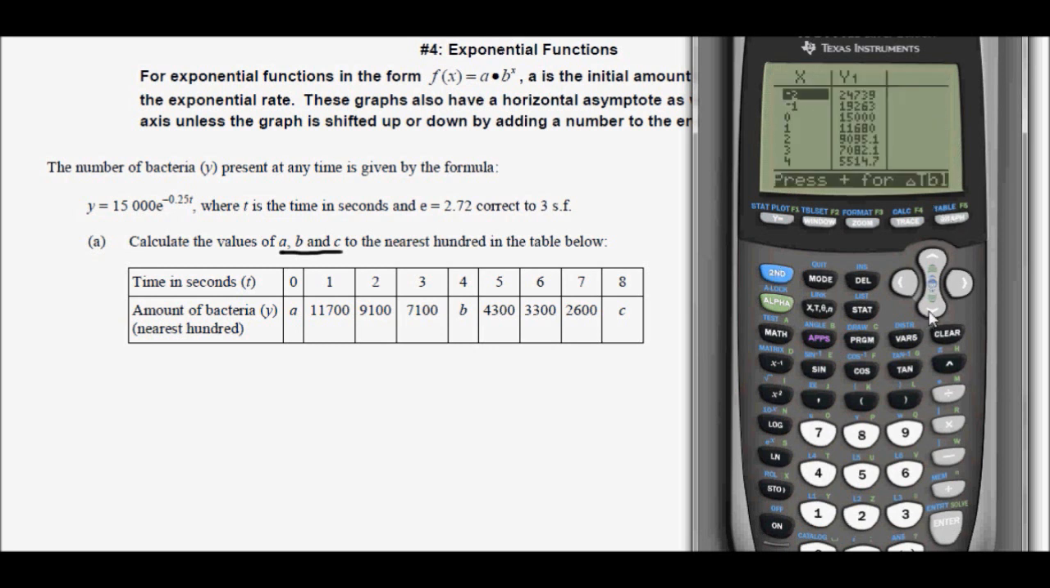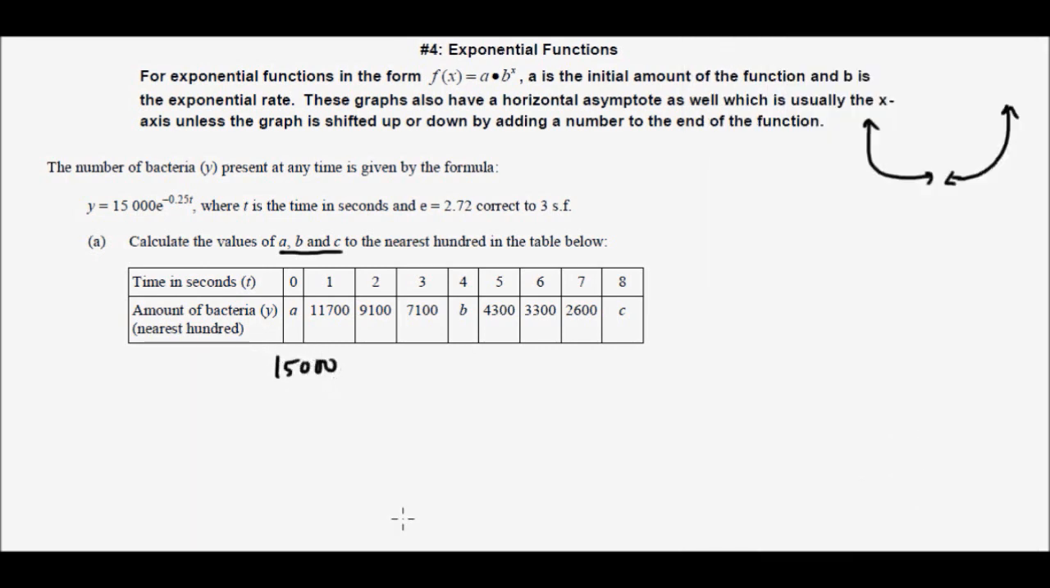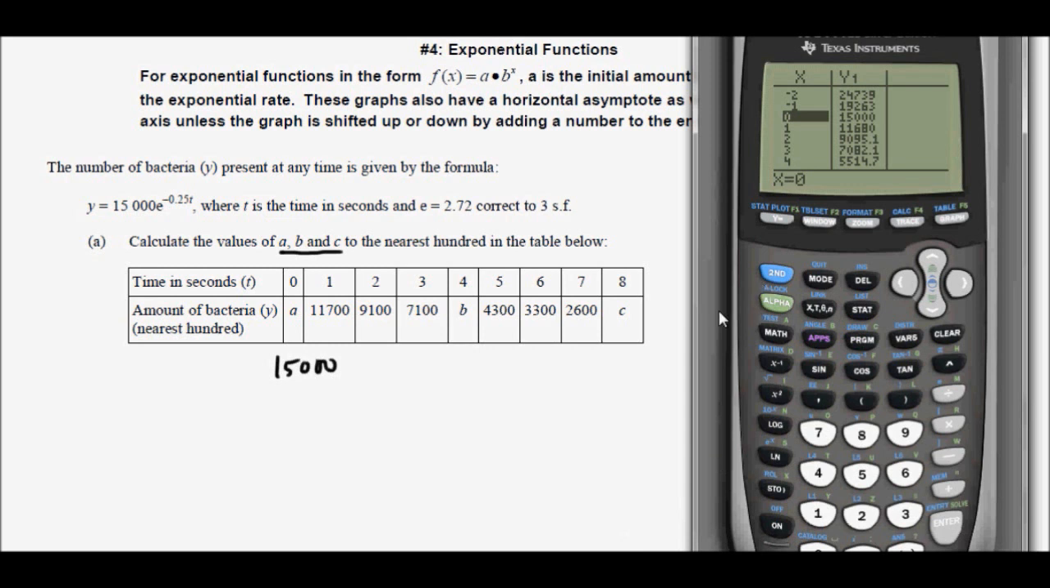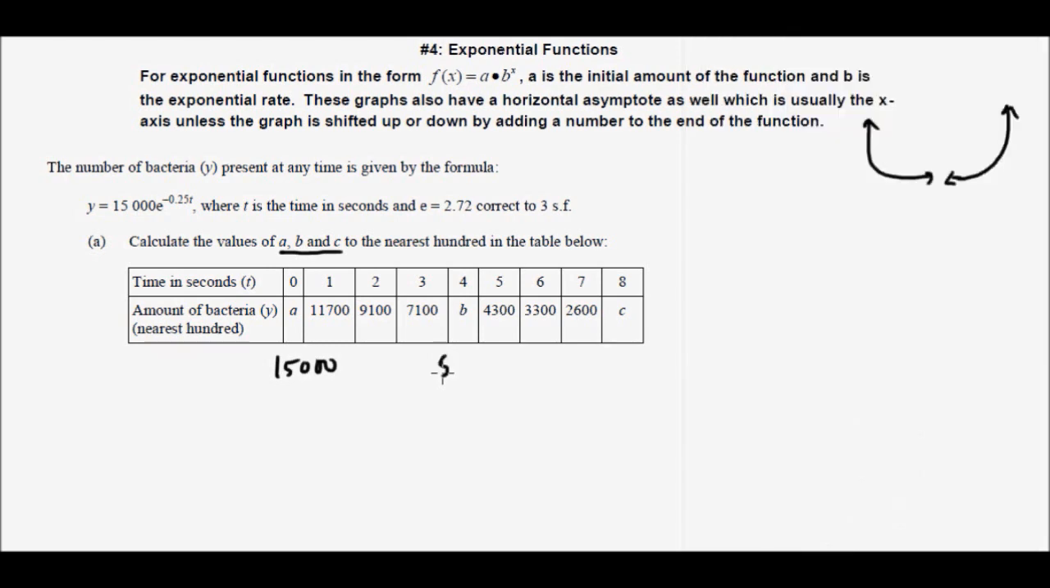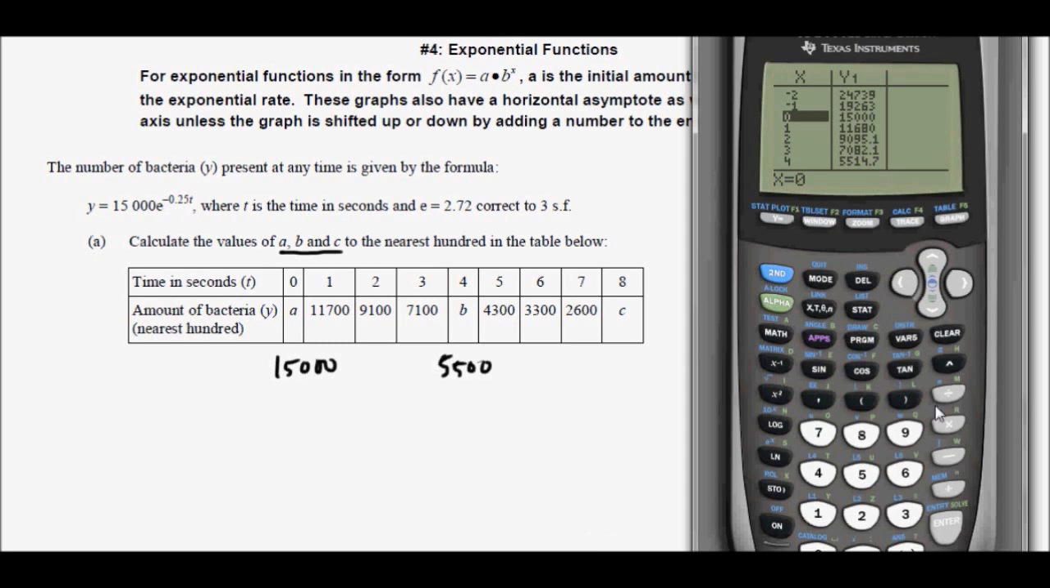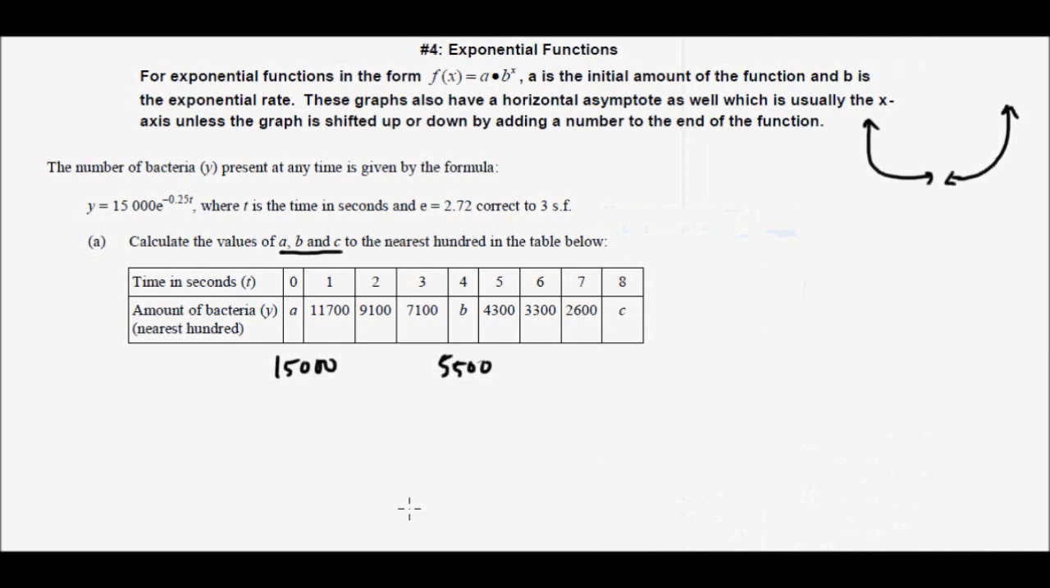Okay, and let's look at this. So at 0 it's 15,000. They want it to the nearest 100, well that's to the nearest 100, so 15,000. What is, let's see, 4 would be 5,500, to the nearest 100. The problem with this is the calculator doesn't stay up, but that's all right. And then 8, nearest 100 would be 2,000, right? So that's C is going to be 2,000. So there we go. That was pretty easy.